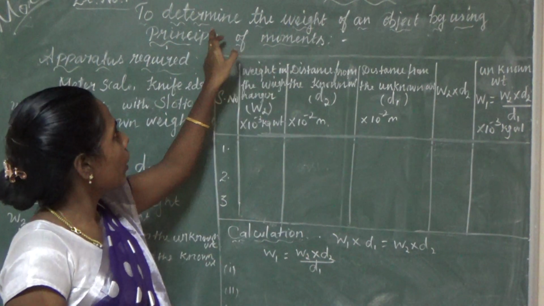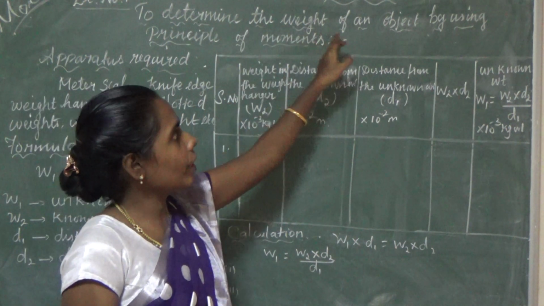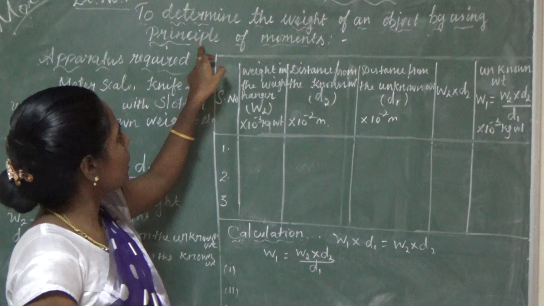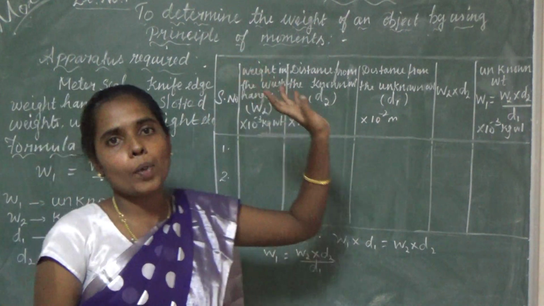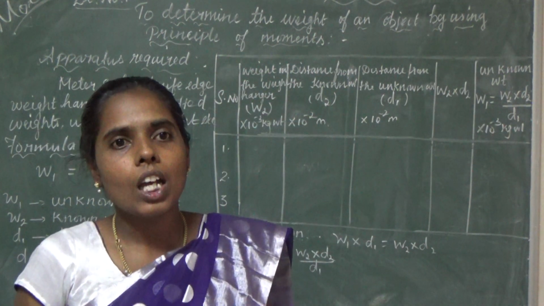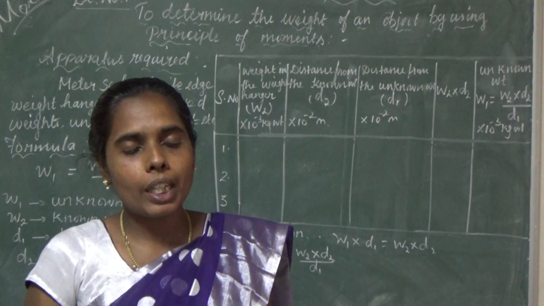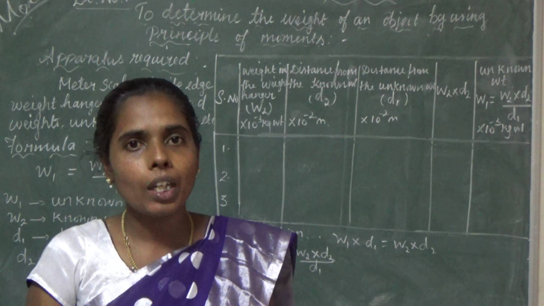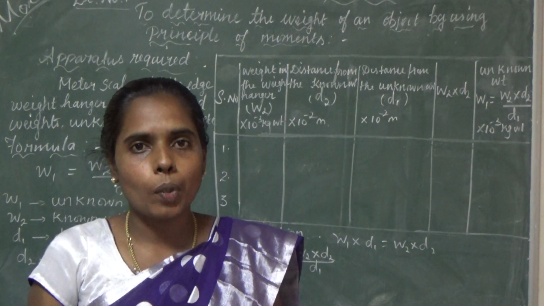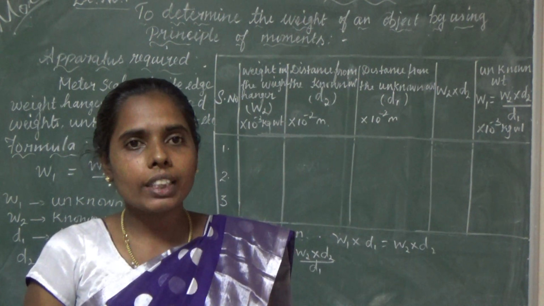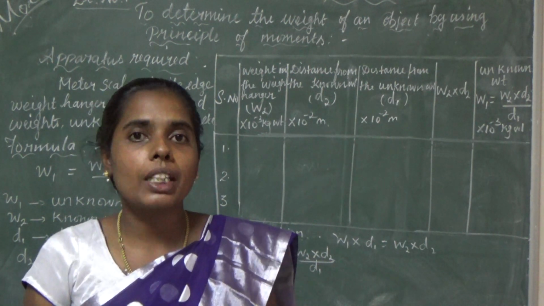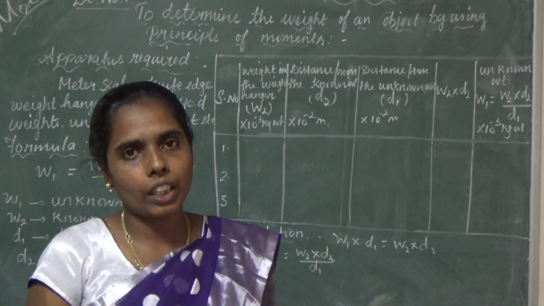We are going to determine the weight of an object, for example a stone, by using the principle of moments. You all know about the principle of moments; we already studied it. What is the principle of moments? When a body is in equilibrium, under a number of forces acting on the body, the sum of the moments in the clockwise direction is equal to the sum of the moments in the anti-clockwise direction.